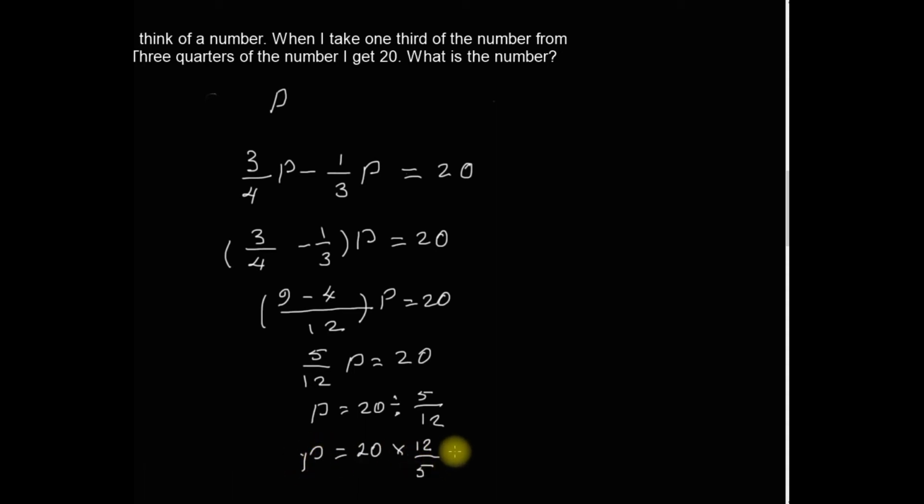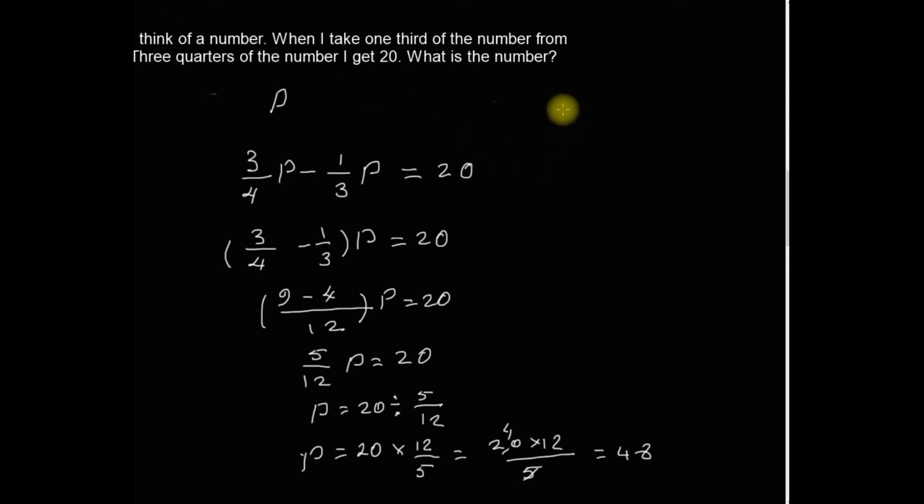Which means this is equal to 20 divided by 4 will be 4. Well, if I write this as a fraction, this will be 20 times 12/5. The 5 and 20 cancel, the 5 and this cancel 4 here. I get the answer is 48. So 48 is the number that I'm looking for, and we can always check.